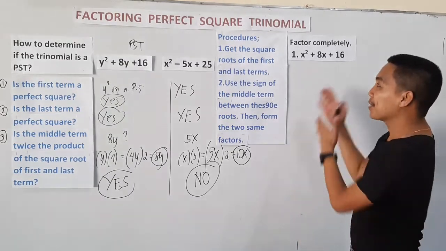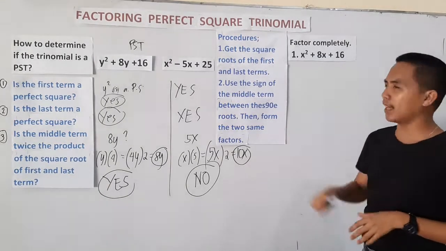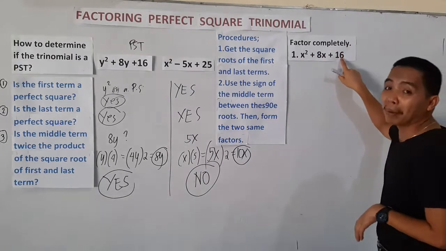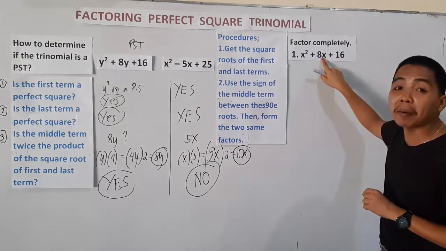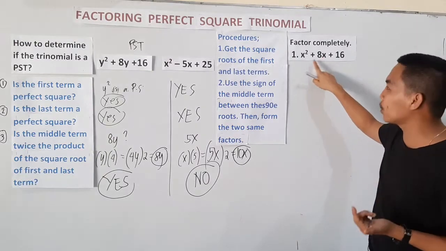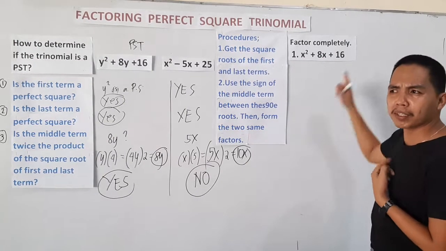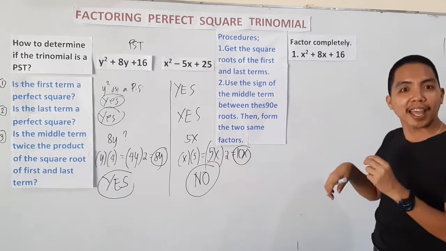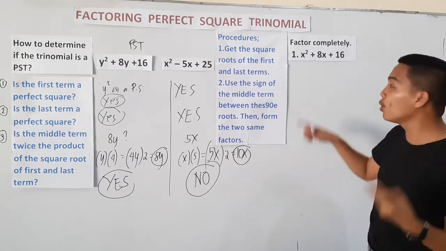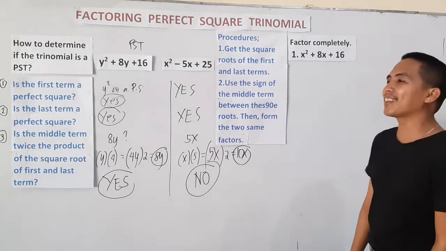Okay. Do you think this is a perfect square trinomial? Perfect square, yes. Perfect square ng 16, yes. Is the middle term twice the product? Anong square root ng x? X. Anong square root ng 16? 4. 4 times x, 4x. Times 2, 8x. Okay, correct.